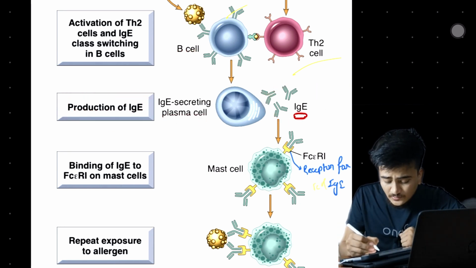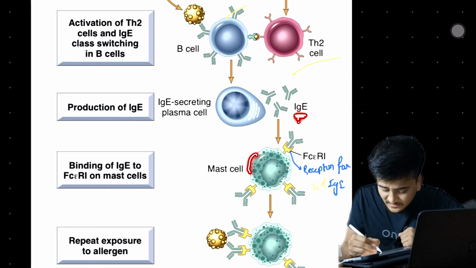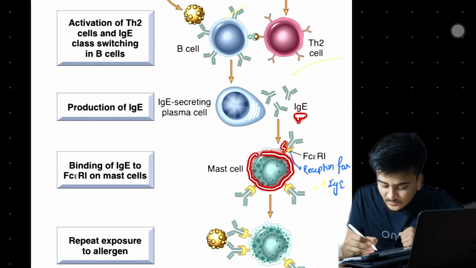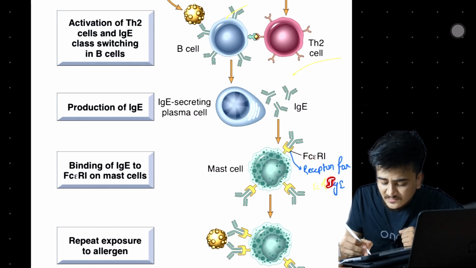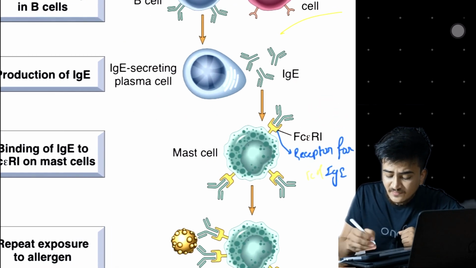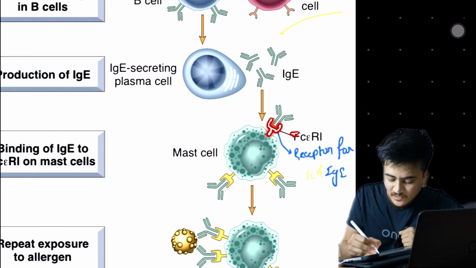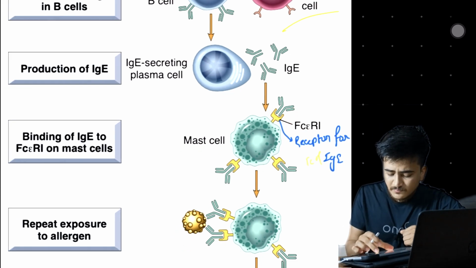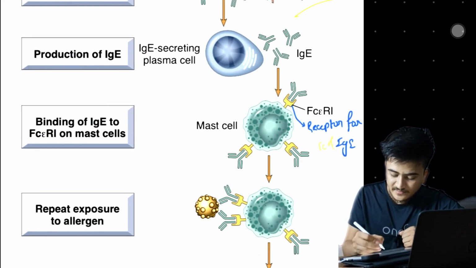Now these IgE will move to mast cells, where they will go and attach. They will attach to the Fc receptor for IgE. Fc is a part of what? Fc is a part of antibody, right? So here the receptor will receive the Fc part of this IgE antibody. And this mast cell will now be having IgE antibody with it.